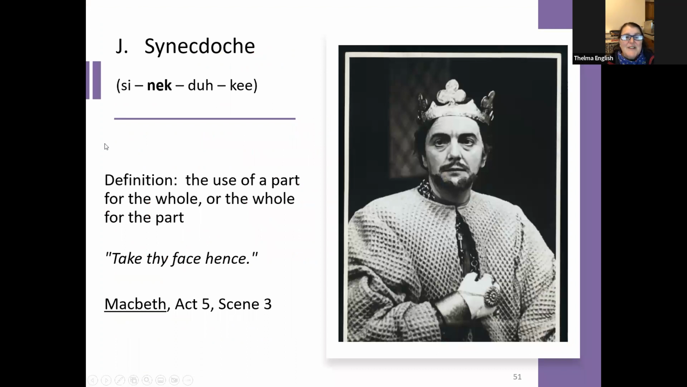All right, what about synecdoche? The definition is the use of part for the whole or the whole for the part. For example, Macbeth gets really mad, and instead of saying, get out of here, he says, "Take thy face hence." And the face is for the whole. It means you get out of here.